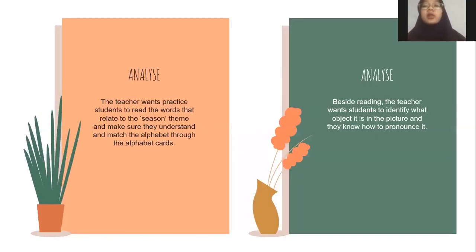For the analysis of this practice game, the alphabet game, the teacher wants students to practice reading the words related to the season theme and make sure they understand and match the alphabet through the alphabet cards. And the second one, besides reading, the teacher wants students to identify what object is in the picture and know how to pronounce it.